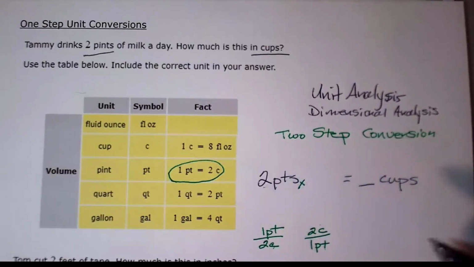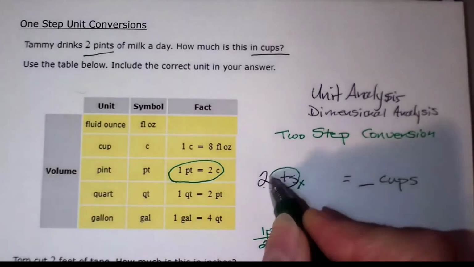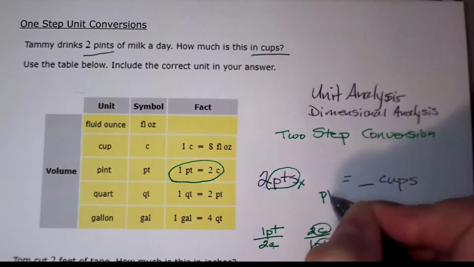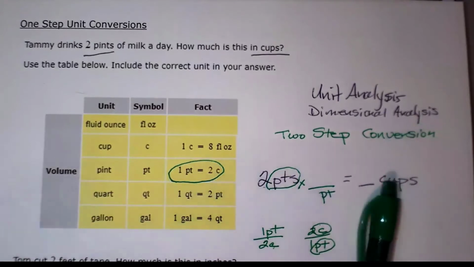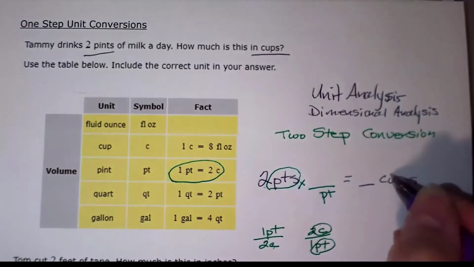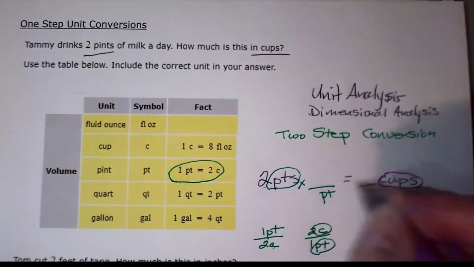Same idea here. The key is if I'm going from pints to cups, I want pints on the bottom and cups on the top. So I'm going to put the pints on the bottom, and I usually do it this way. I'm going from pints, so I'm doing green just so you can keep track of it. I'm moving from pints to cups.